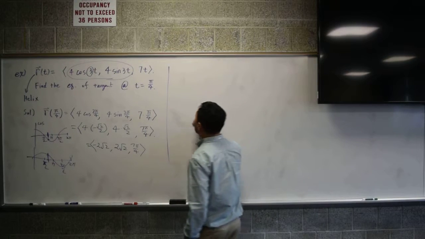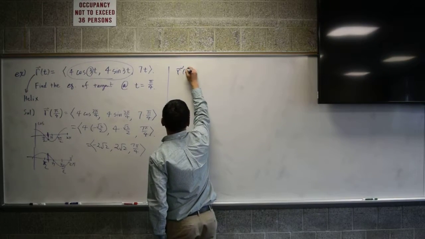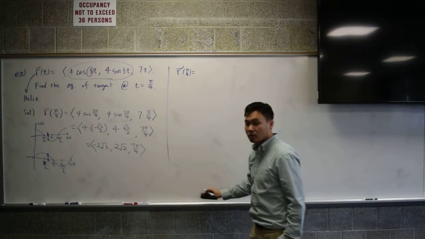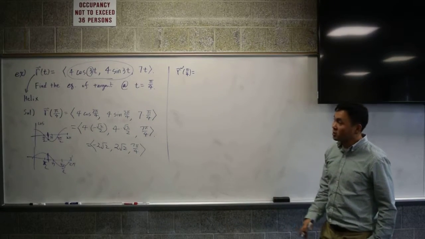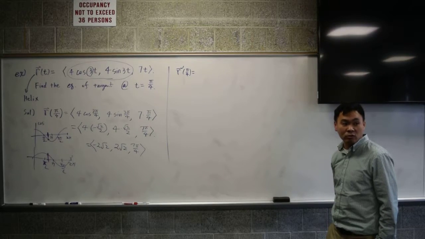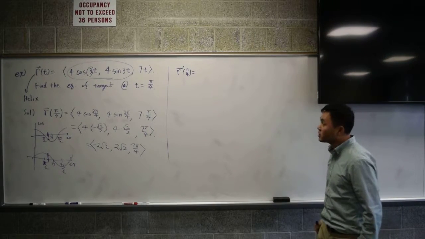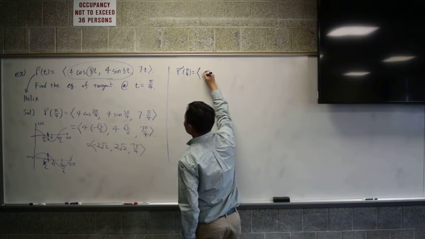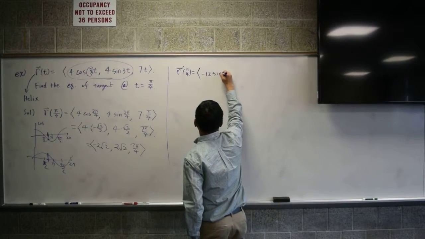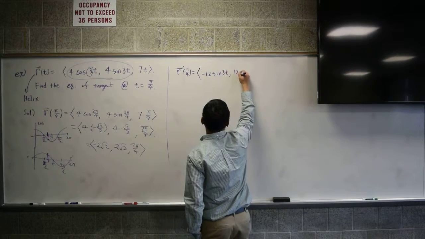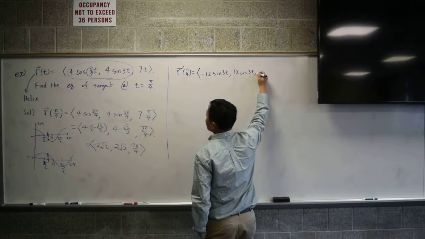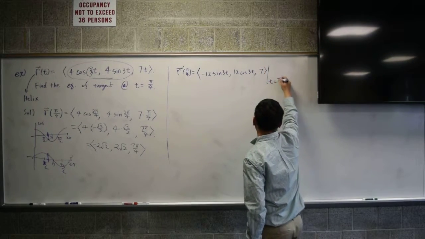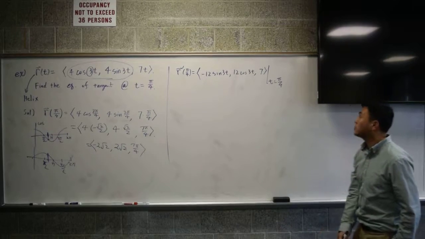And then r prime of pi over 4, we need the derivative because we need to know the direction. To get the tangent line, we need the direction and the point, right? So let's differentiate, which gives you negative 12 sine 3t, 12 cosine 3t, and 7. And we're trying to plug in pi over 4 into t.